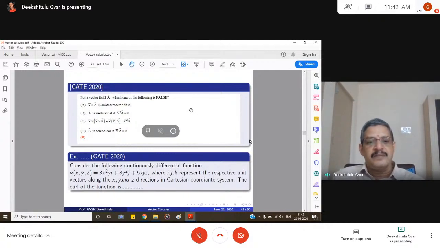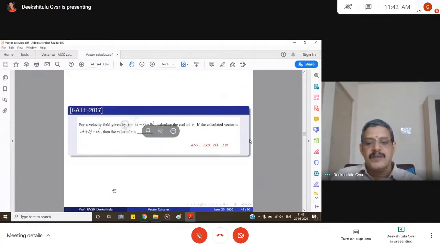In GATE 2020, consider the following continuously differentiable function v of xy is equal to 3x square by i plus so on and so forth. The curl of the function. And things, easily find out the curl of the function. For a velocity field given by v is equal to yi minus xj plus 0k, calculate the curl of v bar. The calculated vector is then values of a and b and c. Very easily you can do it.